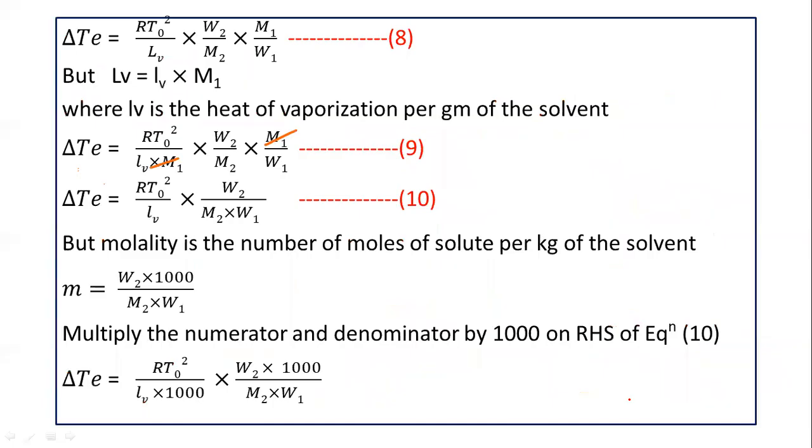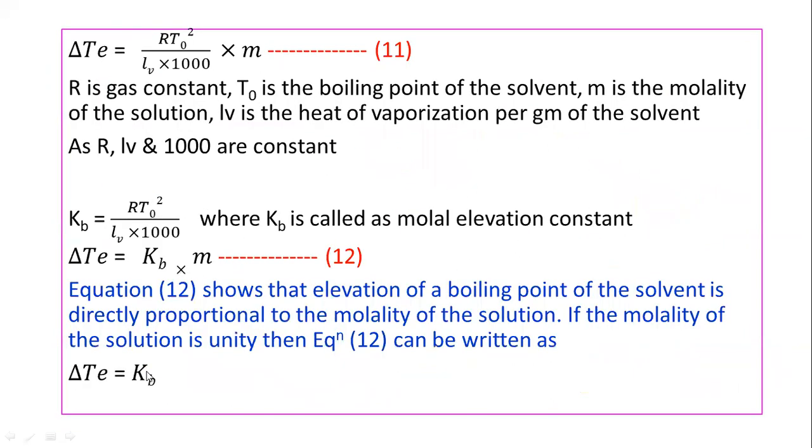So you can see now here. So we reach this equation 10. But molality is the number of moles of the solute per kg of the solvent. So this is the definition of the molality already discussed by us. Now multiply the numerator and denominator on the RHS by 1000. So this is nothing but molality. So you can see here RT0 square upon LV into 1000 into molality, that is the equation.